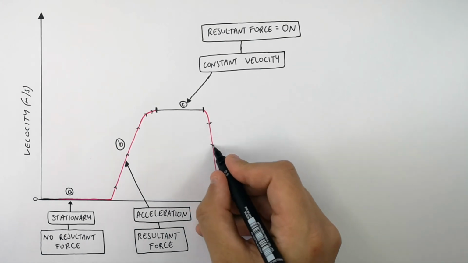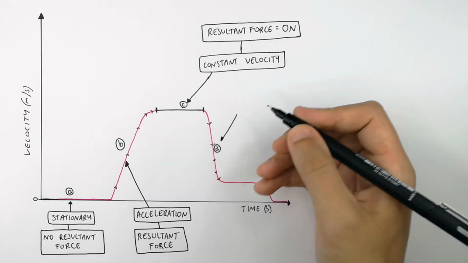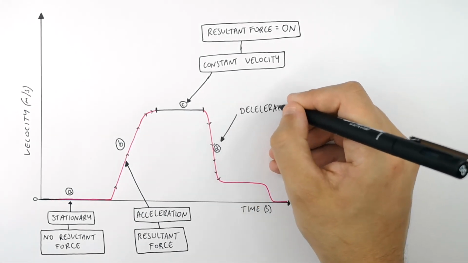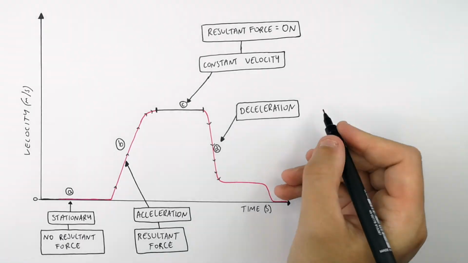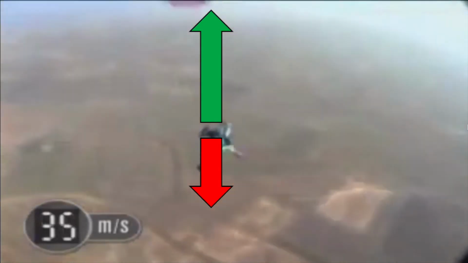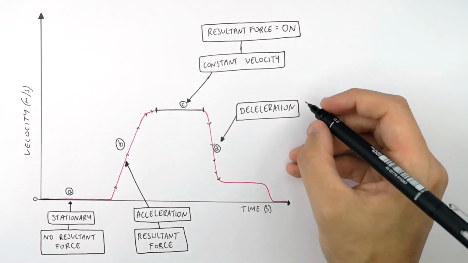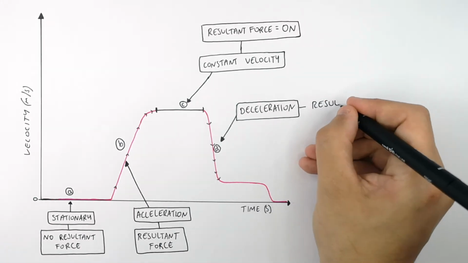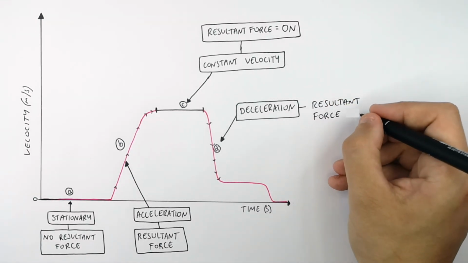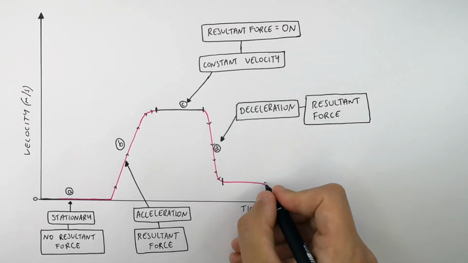At this point here, there is a very fast deceleration. This is because they open their parachute. So their force due to weight stays the same. Now there is a larger force acting in the opposite direction due to air resistance. So the resultant force is acting in an upwards direction. So they decelerate until they reach their new terminal velocity.